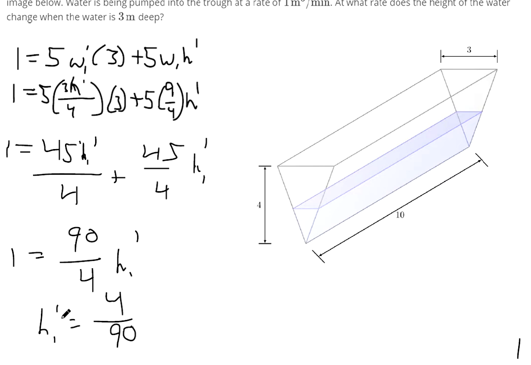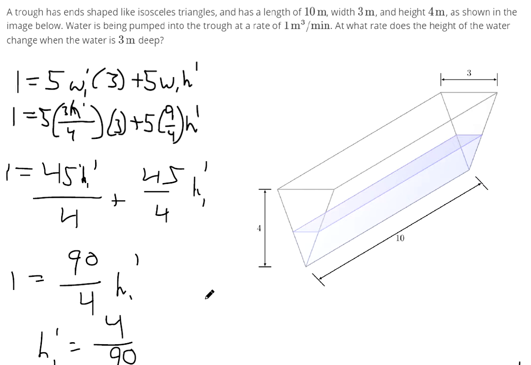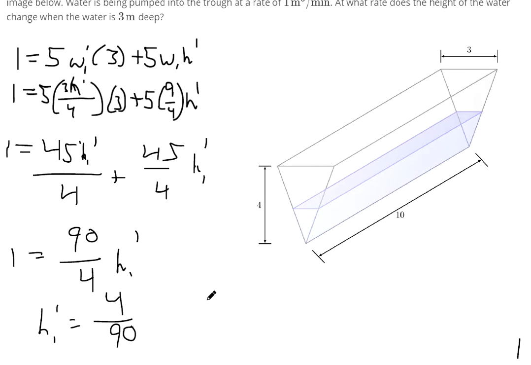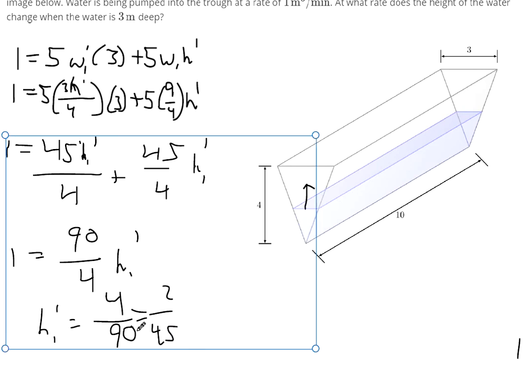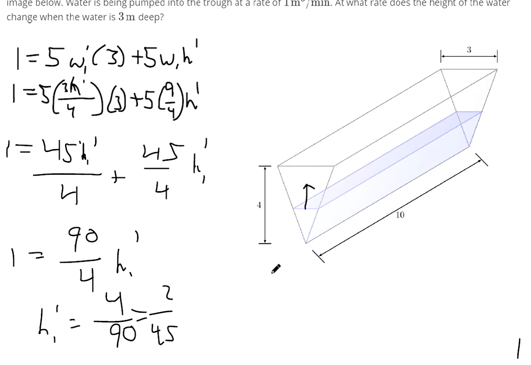So it's positive. That means the height is increasing, which makes sense because we're filling it up. It's increasing by 4 over 90 meters per minute. So the height is going up. This part right here is going up by 4 over 90, or in other words, if I simplify this, 2 divided by 45 meters per minute.